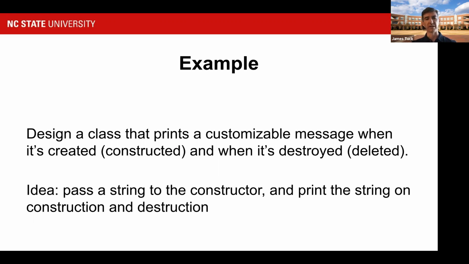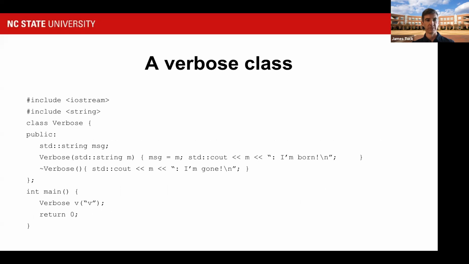Okay, as an example, let's design a class that prints a message when it's created and when it's destroyed. And the idea is that we'll pass a string to the constructor, and we'll print the string on construction, and then we'll print it again on destruction. So for example, here's a class called verbose, and it has a public member variable called message of type string. And then the verbose constructor takes a string as an argument, m, and the constructor will store m into the message. And then it will print out the message, followed by an extra character string that just says I'm born.